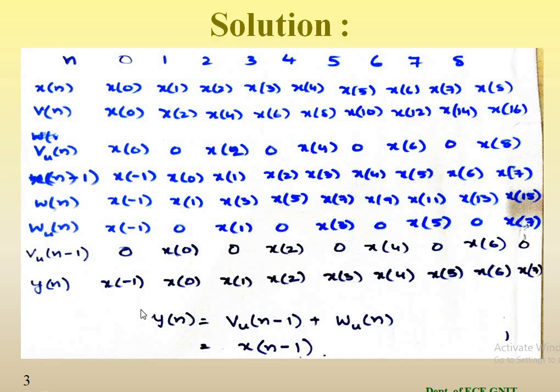Surprisingly, we got the output as a delayed version of the input signal. We started with x of n, represented by the magnitudes x of 0 to x of 8, but the output was equal to a unit delay on x of n, which is x of minus 1, x of 0, x of 1, x of 2, and so on.